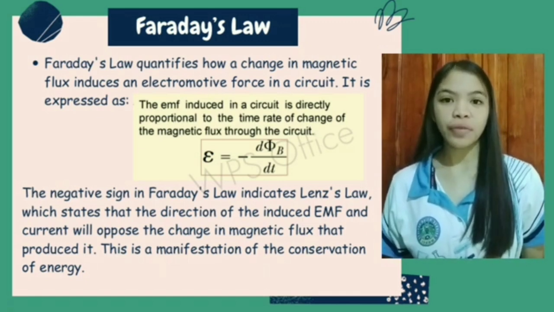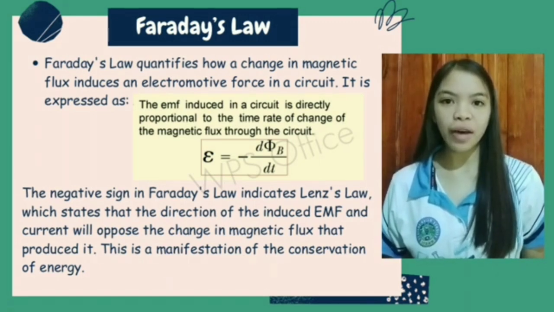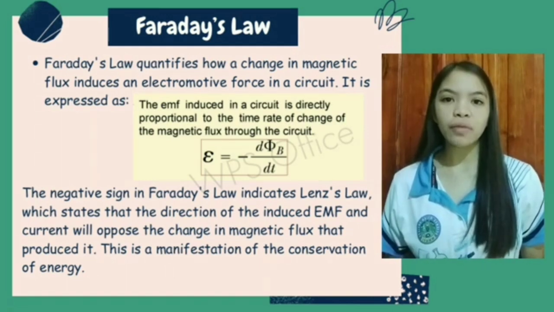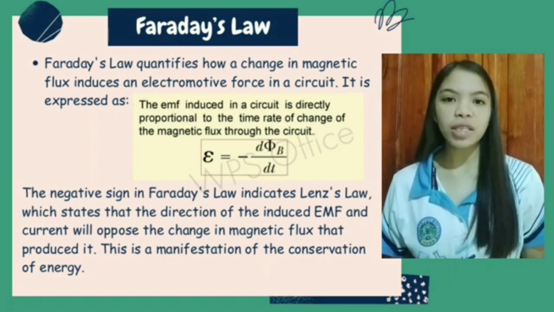So Faraday's law quantifies how a change in magnetic flux induces an electromotive force. So that is how the formula is expressed. It indicates that the electromotive force, or the EMF, induced in a circuit is equal to the negative rate of change of magnetic flux over time, with the negative sign reflecting Lenz's law, which states that the induced EMF opposes the change in the magnetic flux.